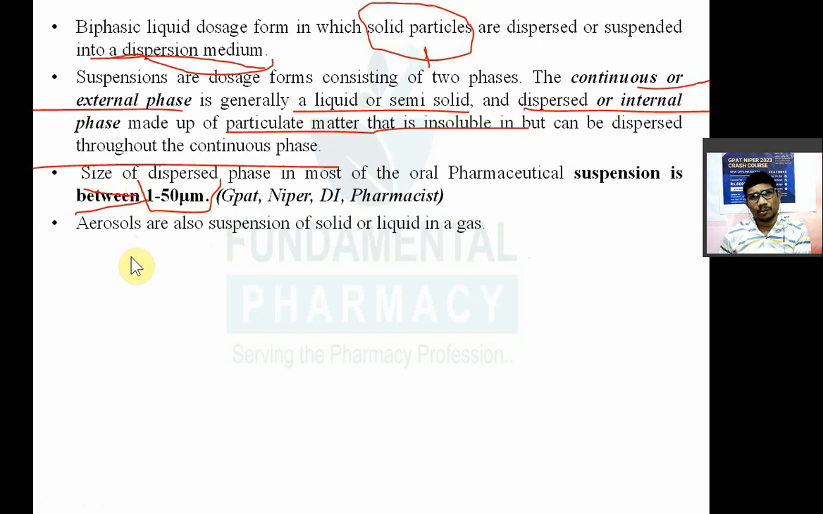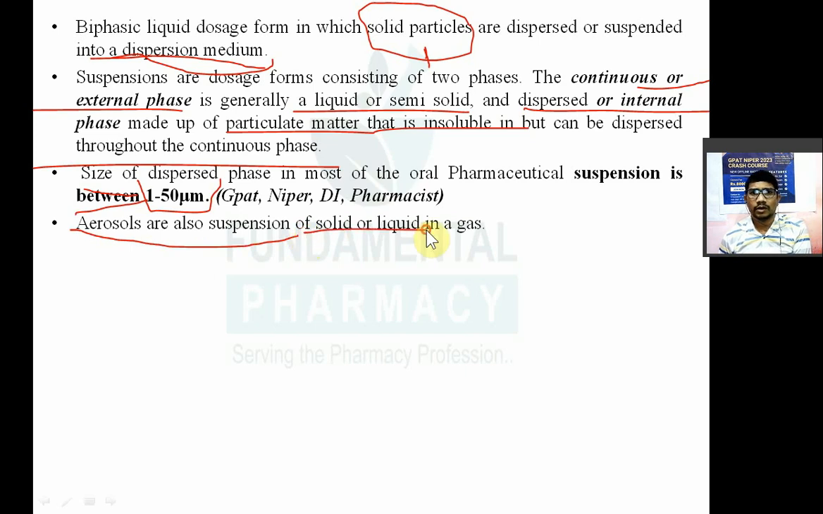There are different forms of suspension. For example, foam is a kind of suspension. Liquid dispersed in the air is a foam. Aerosol is also a kind of suspension.